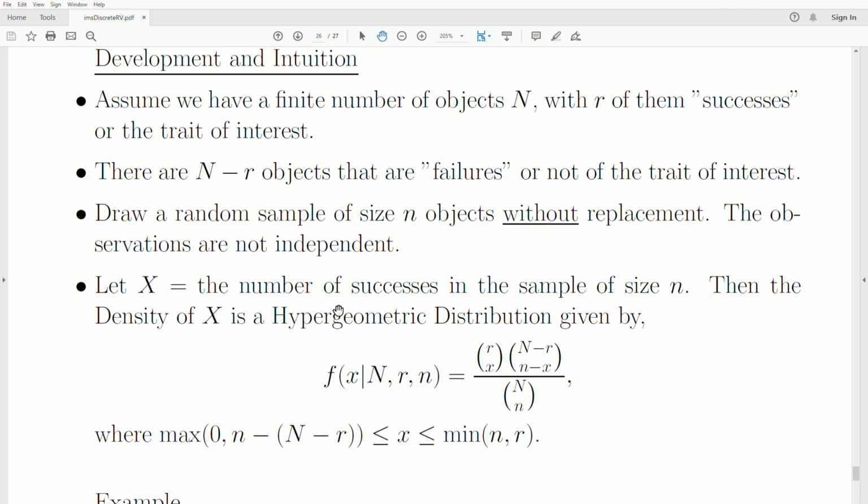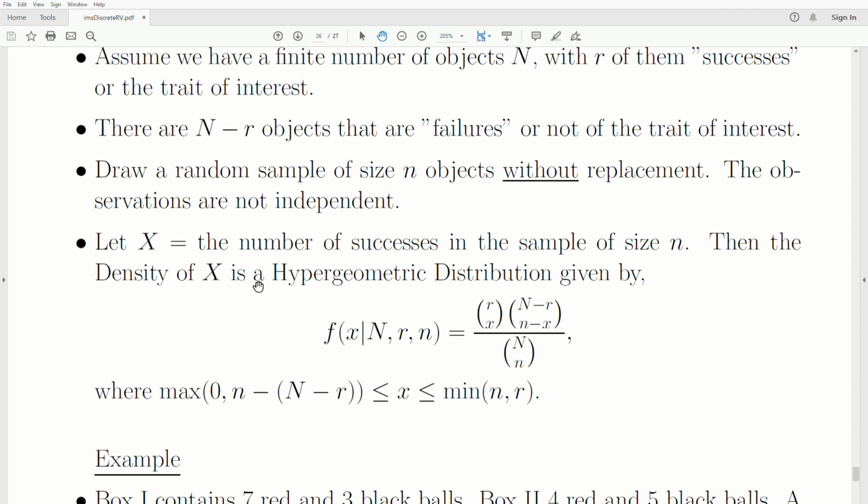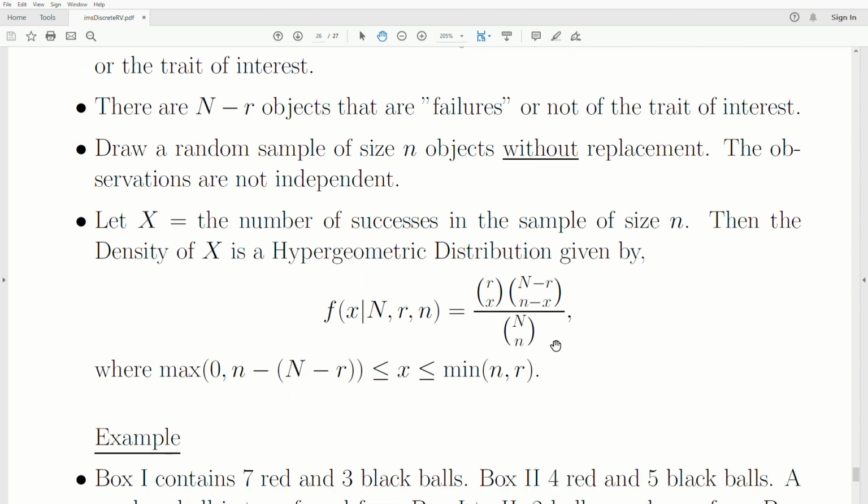So if we let X be the number of successes in the sample of size n, then the density of X is a hypergeometric distribution given by this expression here. It's the product of these two combinations, R choose X and N minus R choose n minus X, divided by the total number of ways we can grab n balls out of that box, N choose n. And I'm going to say box because that's literally how my mind visualizes it.